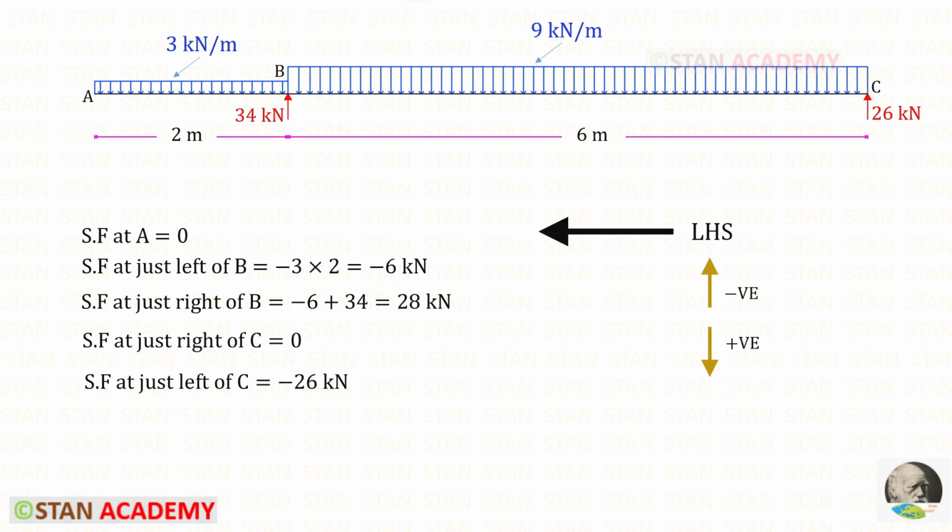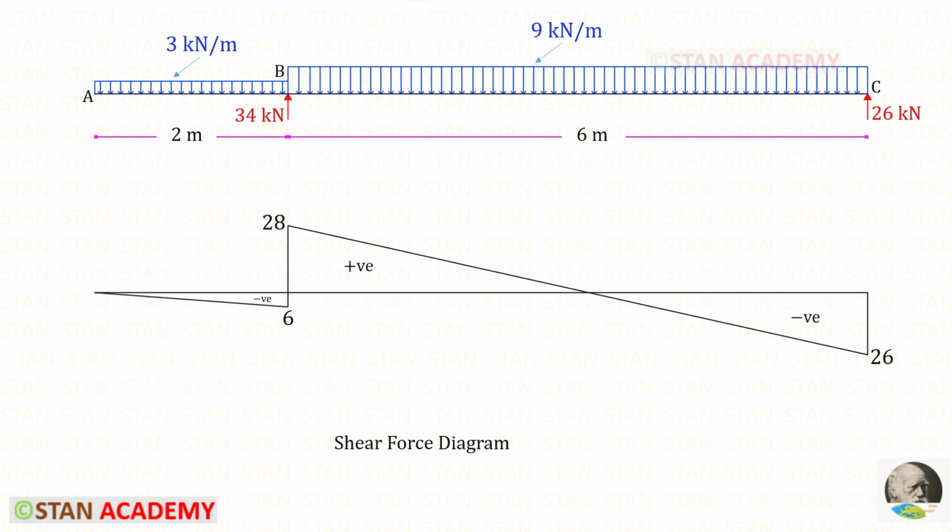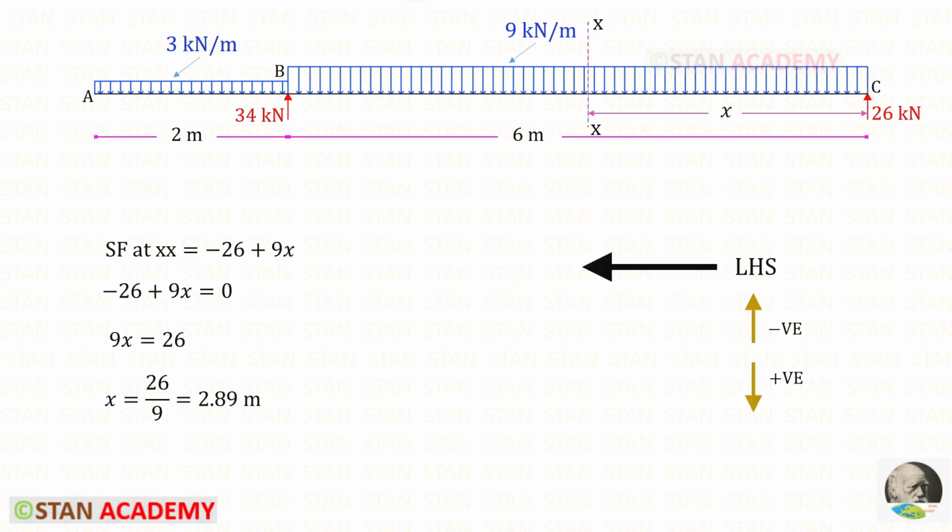To find the shear force values at C, let us use the left hand side rule. Shear force at just to right of C will be 0, and at just to left of C will be RC, which is acting upwards, so it will be negative. Here you can see the shear force diagram. In this point, the shear force becomes 0. In this point, we have to make a section and find the distance, because in this point there will be maximum positive bending moment.